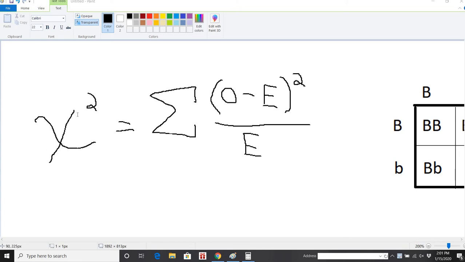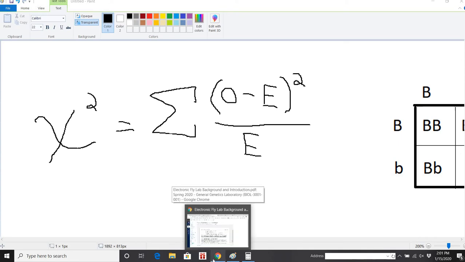This is chi-squared itself. This guy is the summation symbol. O stands for observed. E stands for expected. So we're going to take what we observe, subtract what we expected to see, square that, and then divide it by the expected. We do that for every category, and then we add all of these categories together, and that gives us our chi-squared. So I'm going to pull this up for you on the FlyLab so you can get a better idea of what it's like with the software that you'll be using.